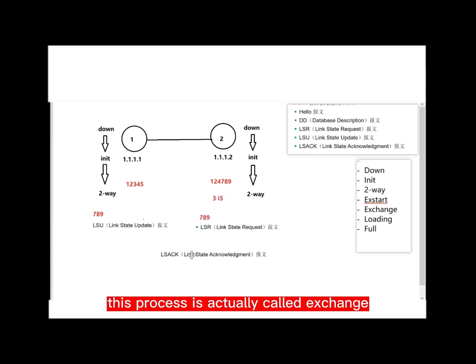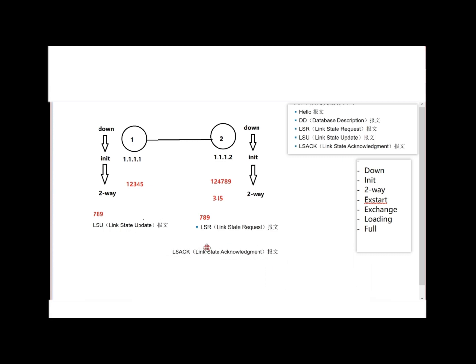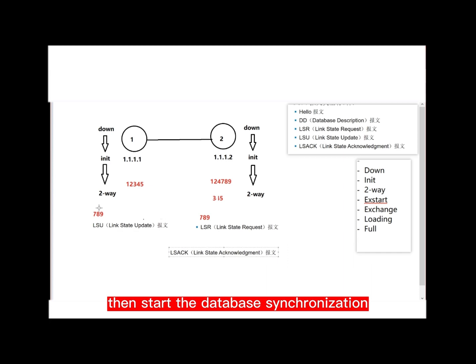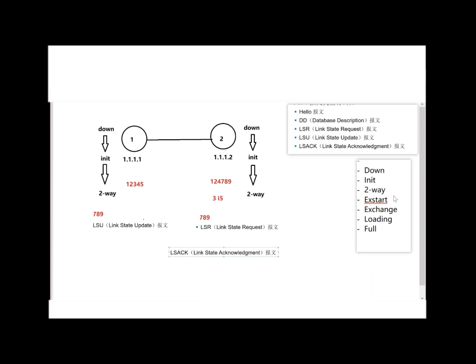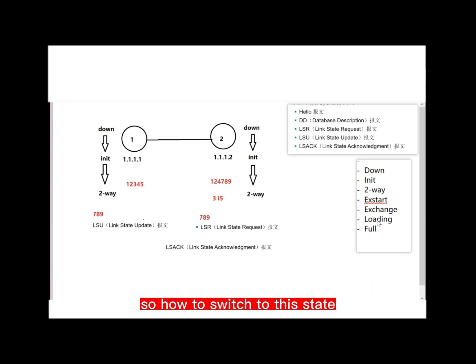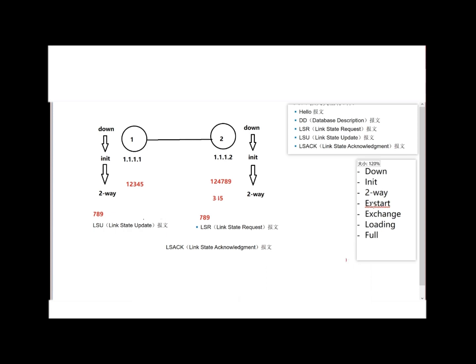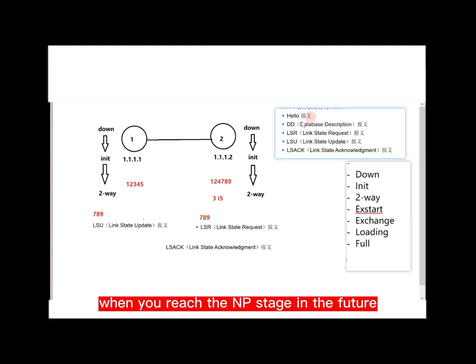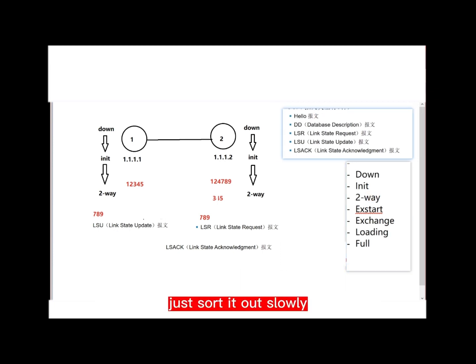This process is actually called exchange. The device is in the process of interacting with the whole. Is in this state. Then start the database synchronization. Finally, all the equipment is completed. Of course, R1 local synchronization is complete. It sees the opponent as full. So, how to switch to this state? There are many parameters in it. When you reach the NP stage in the future, just sort it out slowly.